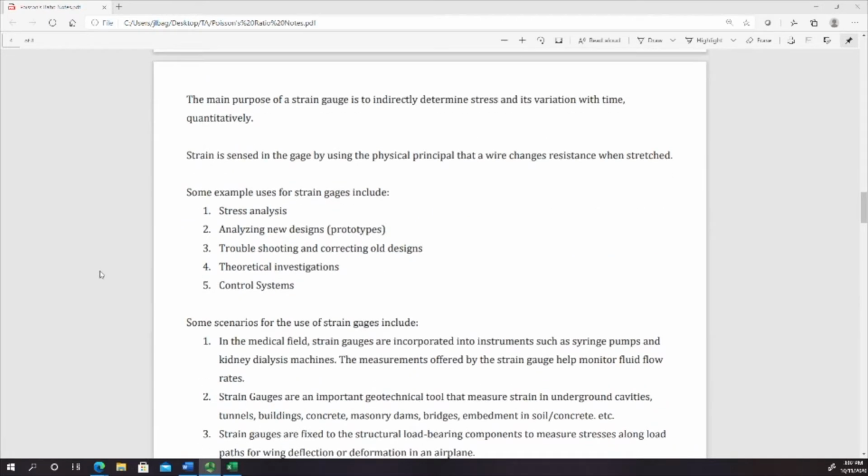In general, the main purpose of the strain gauge is to directly or indirectly determine stress and its variation with time. Strain is sensed in the gauge by using the physical principle that a wire changes resistance when stretched. So as stress is applied to our specimen, the strain gauge will feel or analyze that force being applied and convert that to a value that we can use to analyze our particular strain.